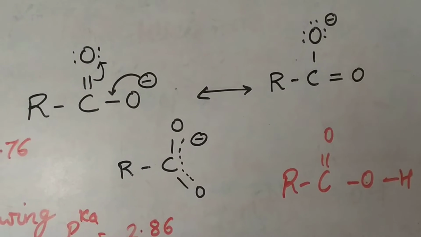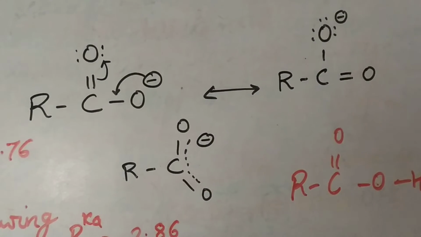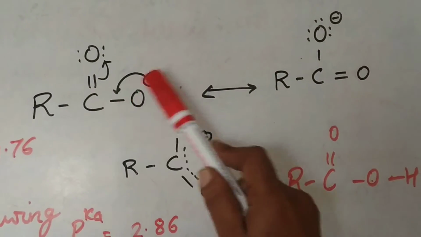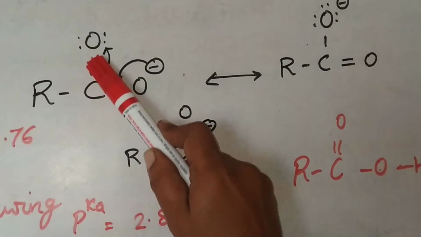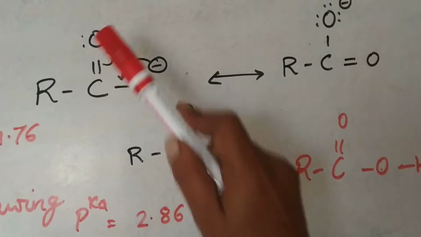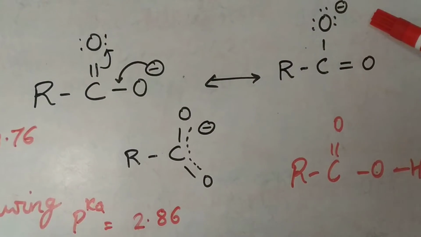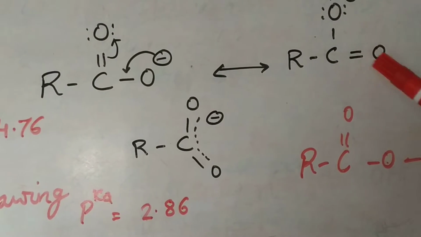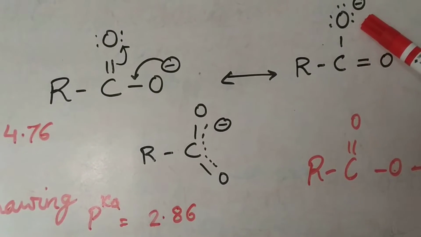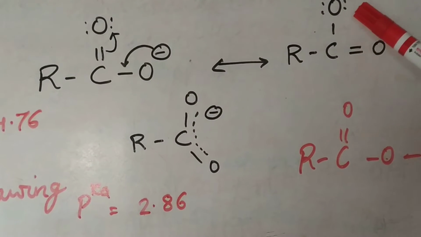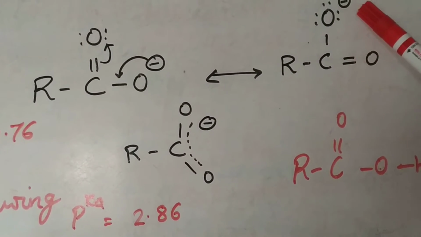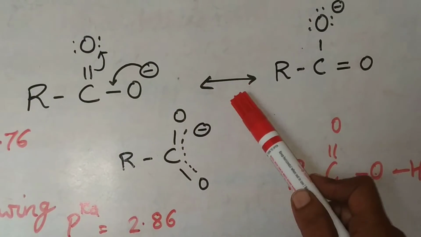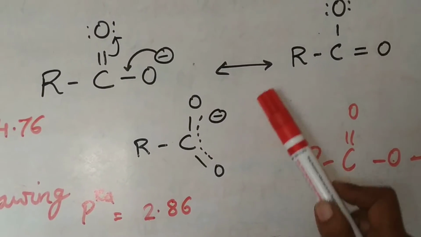The resonating structure shows that here the negative charge that is produced on carbon will form a double bond here. It will form a double bond here, and this double bond will break and the electron density will go towards the oxygen, and you will get this type of a structure, double bond between this oxygen and carbon, and the other oxygen which was having a double bond will now carry 3 lone pair of electrons and carry a negative charge. So these two are resonating structures shown with the help of double arrows.